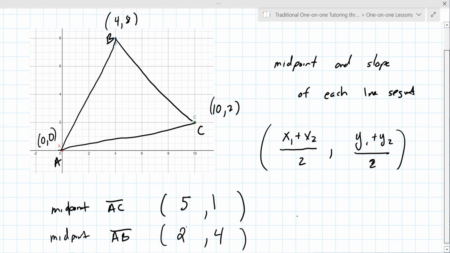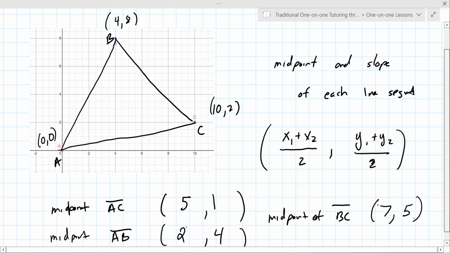And then the last one is the midpoint of BC. Oh, okay. All right. Seven over 7, comma 7 comma 5. Yep, that's correct. 7 comma 5. Good.